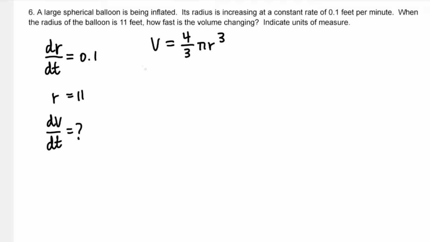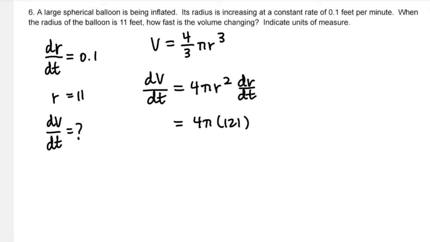So first I'm going to take the derivative with respect to time. dV/dt is going to be 4 pi radius squared dr/dt. We know that r squared is 11 squared, that'd be 121. And then dr/dt was 0.1.